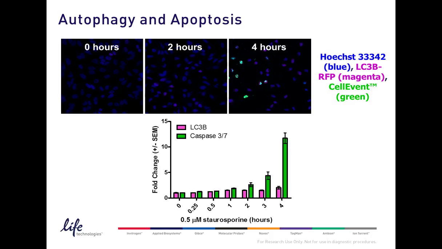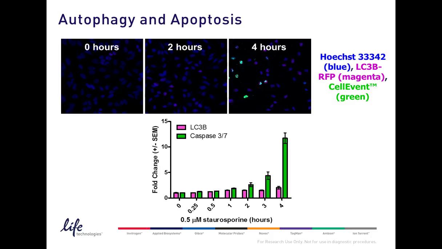Here we've got some data looking at autophagy and apoptosis. We'll actually have a separate webinar that looks at tools to measure autophagy later on in the year. But here's just one example of how you can combine an apoptotic probe with a probe for autophagy. Here we have LC3B RFP delivered with the BacMam gene delivery system. These are being expressed in cells that have also been loaded with CellEvent in green and counterstained with Hoechst to give a feel for total cell number.